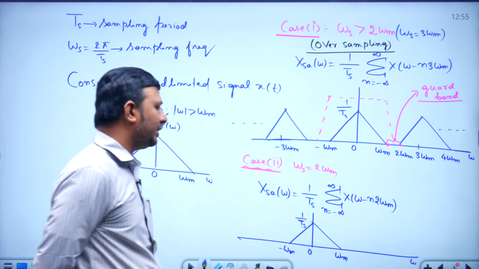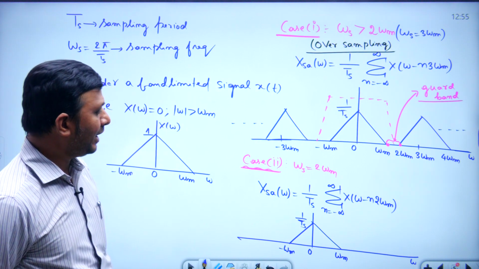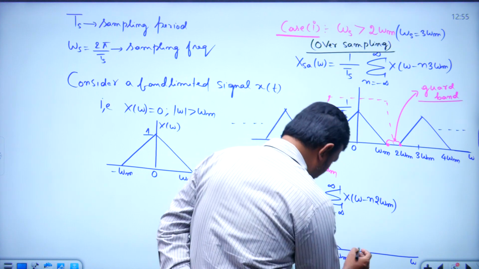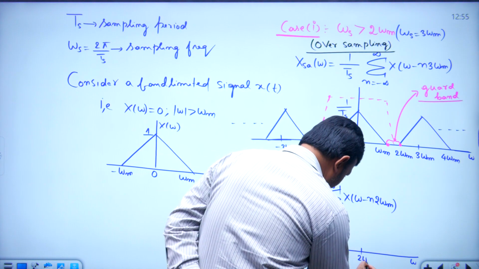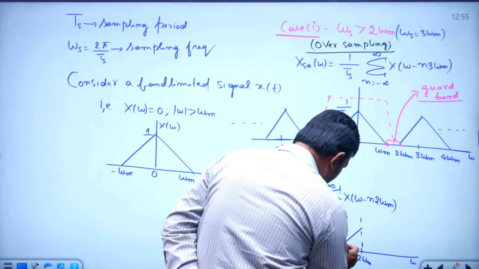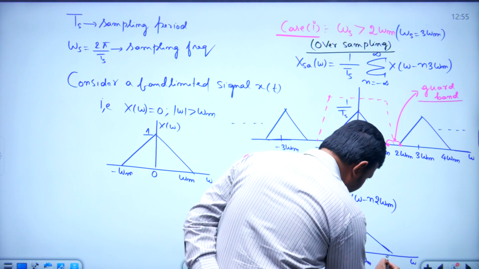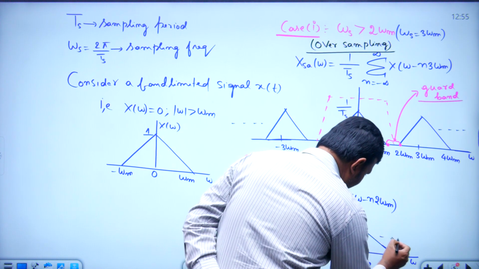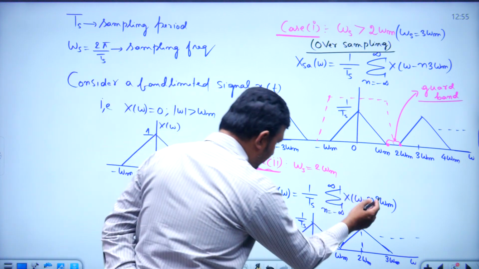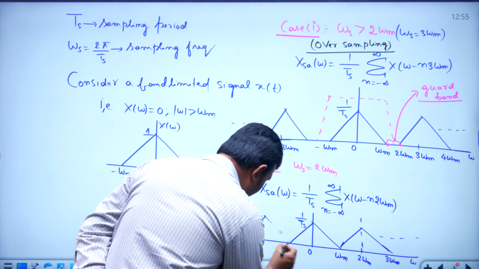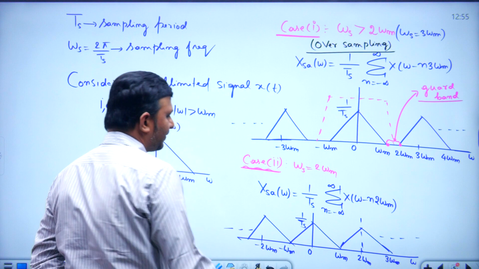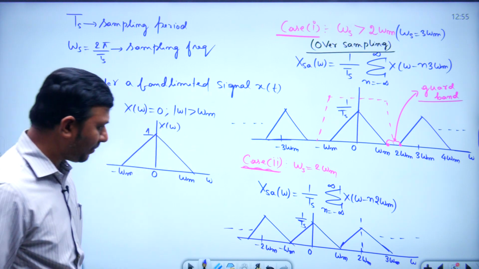What happens if I substitute n is equal to 1? X of omega minus 2 omega m means shifted version to the right by 2 omega m, centered around 2 omega m. 2 omega m minus omega m is omega m, 2 omega m plus omega m is 3 omega m, and the spectrum repeats. What happens if I substitute n is equal to minus 1? X of omega plus 2 omega m means centered around minus 2 omega m, the spectrum will come like this, right? Again a periodical spectrum I am going to get.